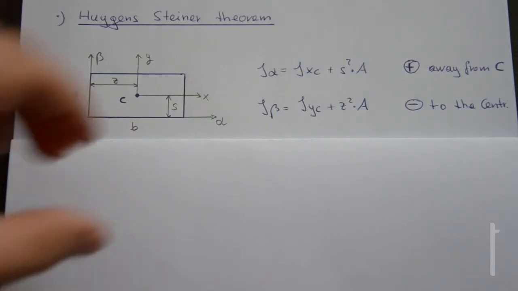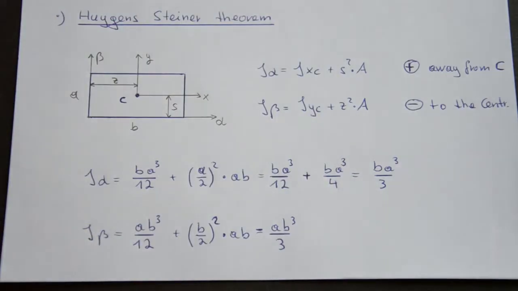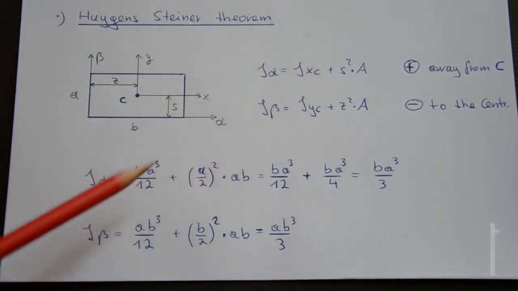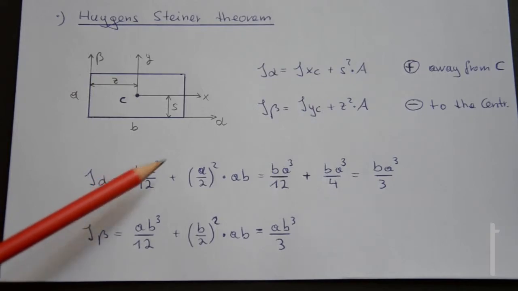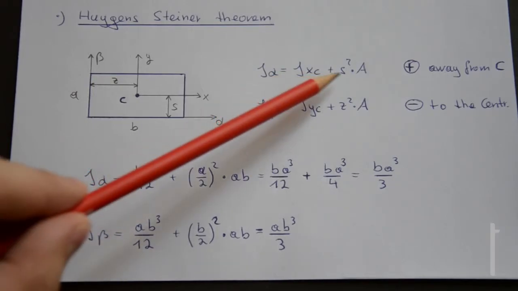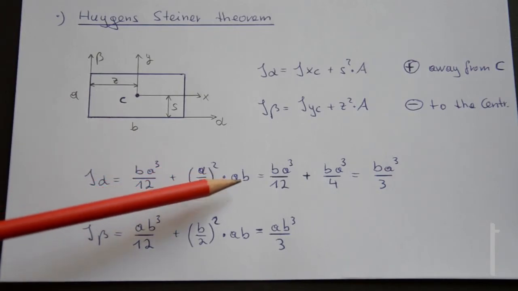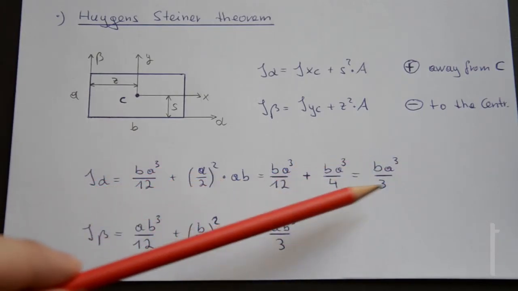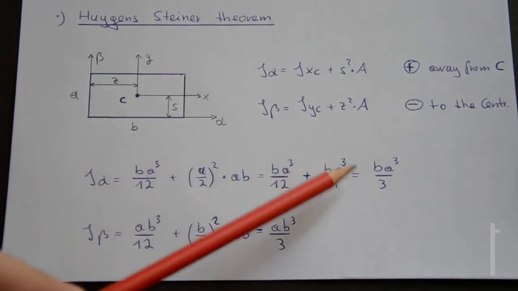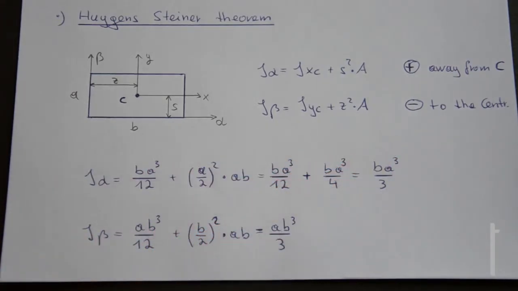Alright, now let's solve this equation. So, we know that J alpha is Jxc, this was b times a to the 3rd power over 12, plus s squared, s is a half, times the area, which is ab. And we get this as a result. So, b times a to the 3rd power over 3.